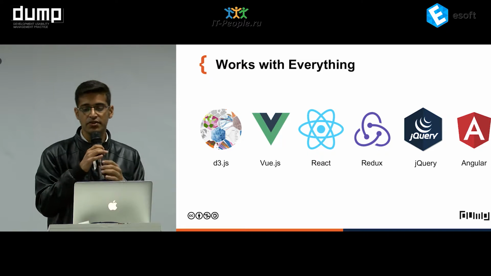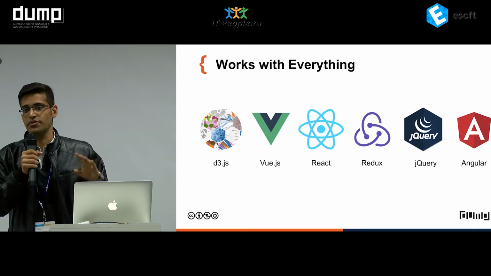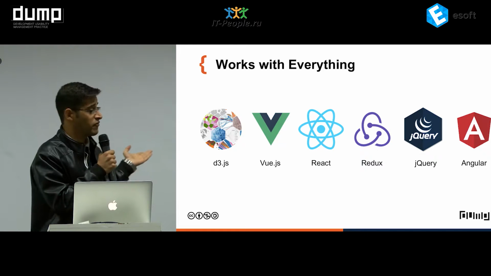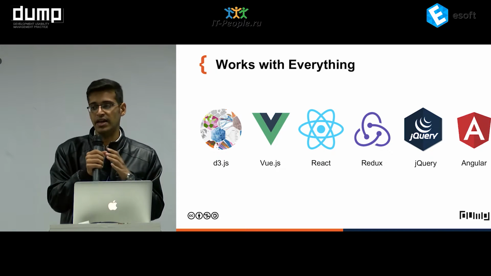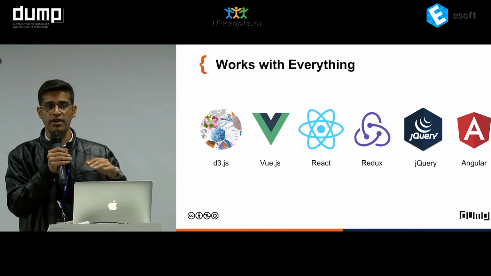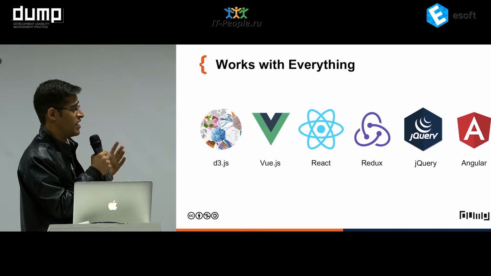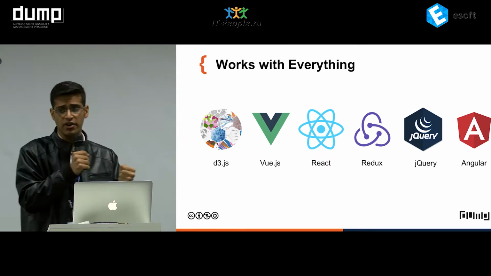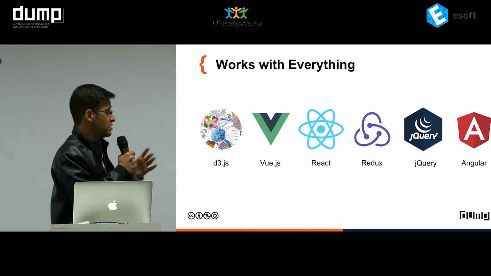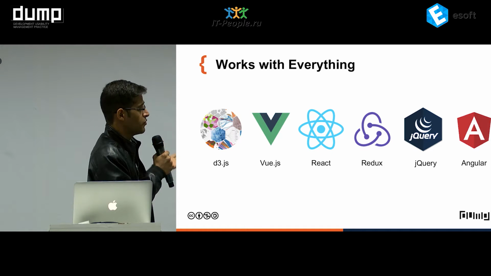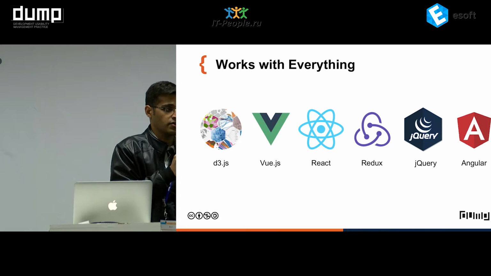Since A-Frame is based on HTML, it is compatible with all of the existing JavaScript frameworks. And here HTML is an intermediary layer between WebGL and three.js. Under the hood, A-Frame is just an extensible framework for three.js. And it's compatible with D3, Vue, React, Redux, jQuery, and Angular.